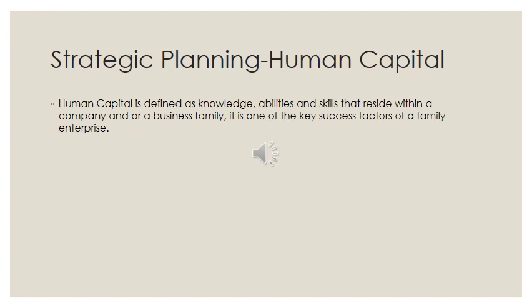The first strategic planning factor is human capital. Human capital is defined as knowledge, abilities, and skills that reside within the company and the business family. It is one of the key success factors of family enterprise. As families need to work harder to attract the top talent, it makes sense to focus on candidates as a whole rather than just on individuals' education. This is why it makes sense to employ people for who they are and not what they know.